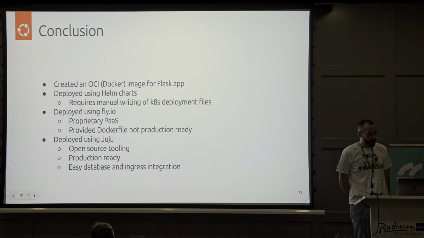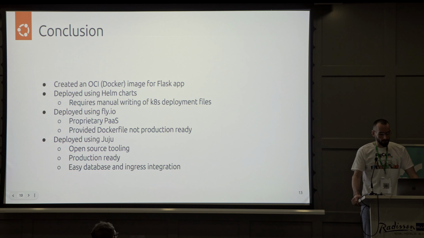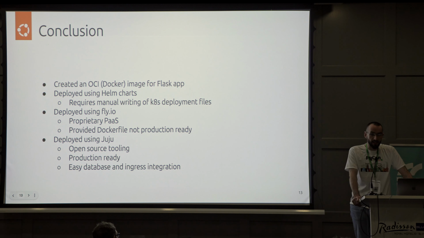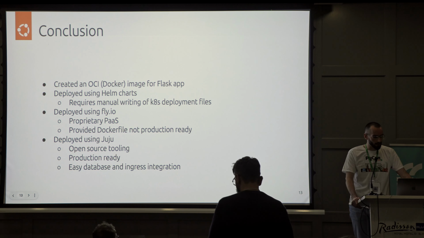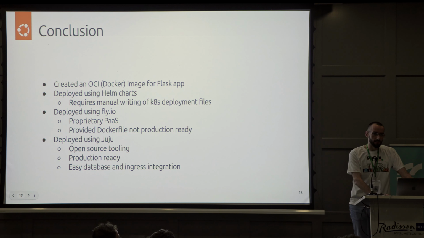Okay, so that is the presentation that I want to show you. In summary, we started with creating an OCI image for your Flask application. The tooling that I showed you, called Rockcraft, creates a production-ready image. Then we used Helm charts initially to deploy that container. However, Helm charts require writing and customizing your own K8s deployment files. So to simplify things, we used a tool called Fly.io, which is a proprietary PaaS application, and the Dockerfile that they provide is not production ready.